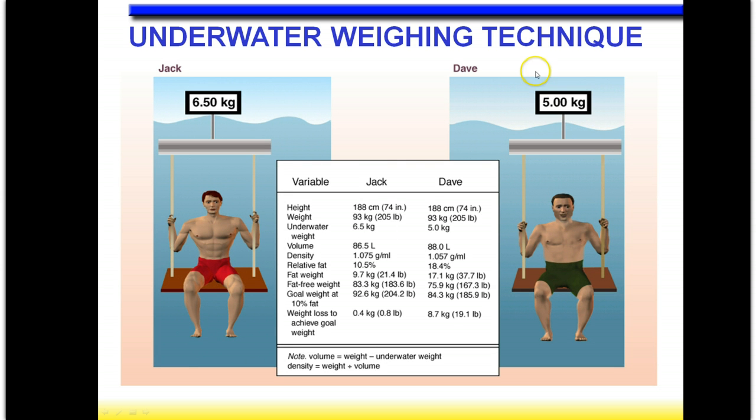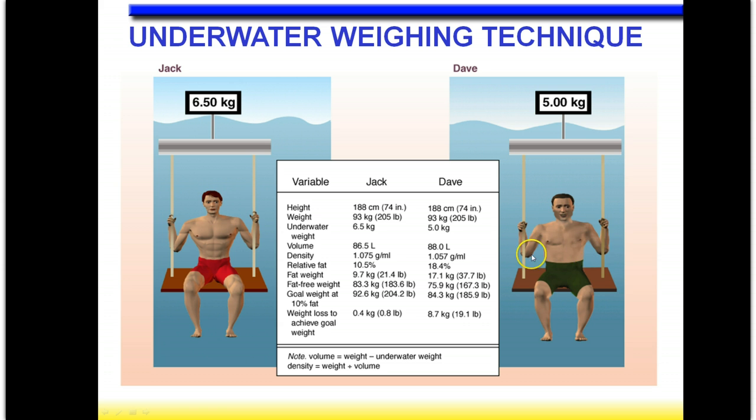So we're going to look at two men in the water, right? Both of these guys, Jack and Dave, are 74 inches tall, right? 6'2". They're both 205 pounds. Now, if we look, Jack over here, he's kind of buff and fit, right? Nice little skinny waist there. Looks like he works out for sure. He weighs 6.5 kilograms underneath the water. That's about 16 or so pounds, right?